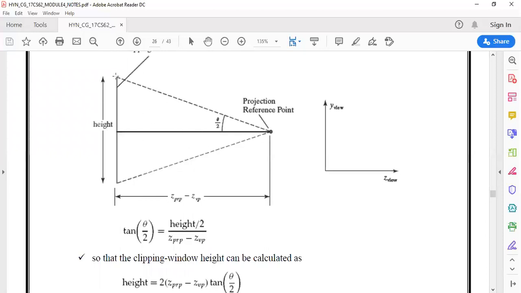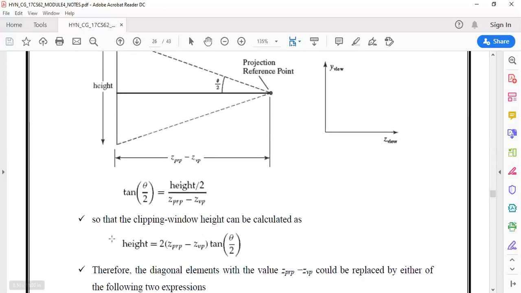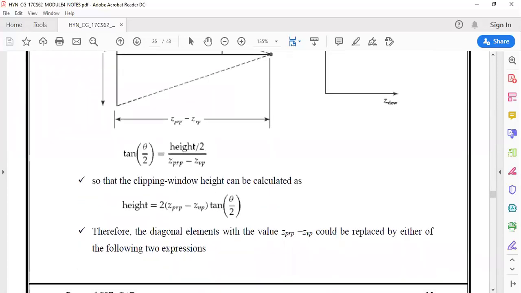So I will take this as opposite. This full side is the height, so the opposite will be height by 2, divided by the adjacent. The adjacent here is zprp minus zvp. So tan of theta by 2 will be equal to height by 2 divided by zprp minus zvp, right? So the height of the clipping window: if I multiply these, I get 2 times height equal to 2 times zprp minus zvp into tan of theta by 2.